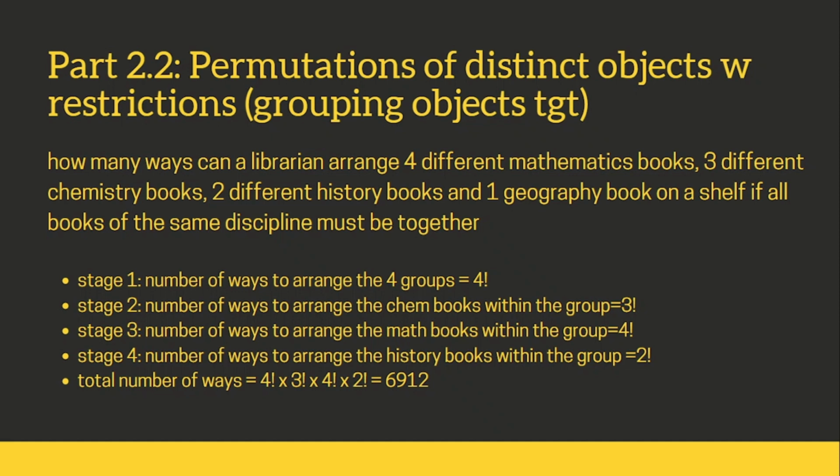After that, we arrange the 4 groups by 4 factorial. You then need to sort out how you arrange the chemistry books, 3 factorial, how you arrange the 4 math books, 4 factorial, and the 2 history books, 2 factorial. We also can multiply by the 1 geography book, but the 1 geography book arranges itself, so you don't necessarily need to multiply by 1. At the end, the total number of ways to arrange these books is 4 factorial times 3 factorial times 4 factorial times 2 factorial, which is 6,912.